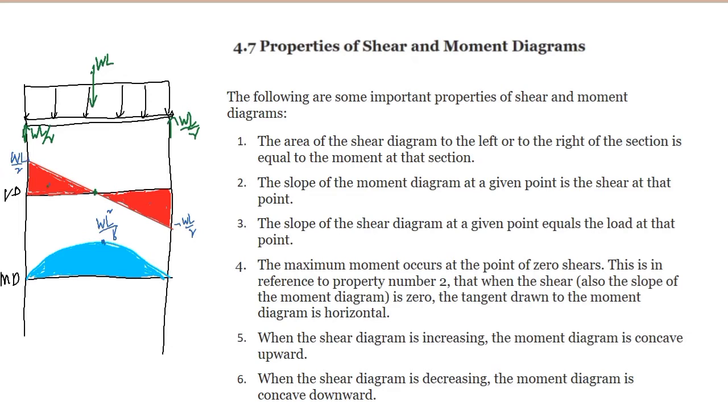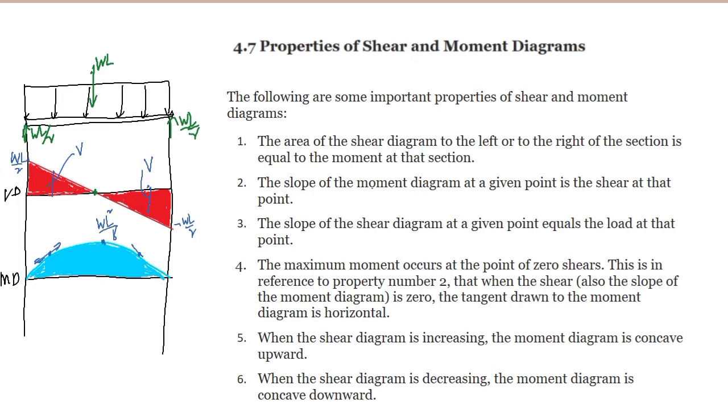Now, the slope of the moment diagram at a given point is the shear at that point. So nabanggit ko sa previous na video that if we are going to take the slope at this point, it is just equal to the shear at that point. So meaning if we are going to take the slope at this point here, then this is just the shear at that point.